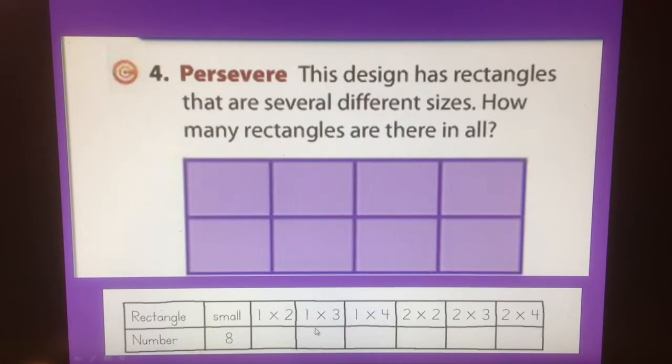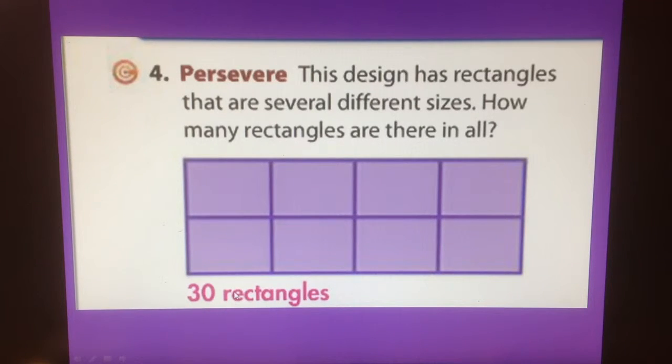Fill in down here to show 1 by 2s, 1 by 3s, 1 by 4s. 2 by 2s would have to be 2 across and 2 down, like this. See if you can find 2 by 3s and 2 by 4s as well. Pause the video to fill in this table on your own. There it is filled in. And our last step to find the total number of rectangles is just to add all these numbers up. Altogether there are 30 rectangles. Wow. Tough question.